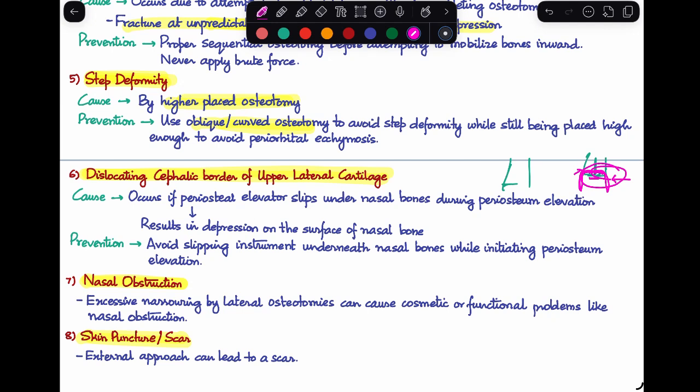So these are all the complications of osteotomies that we perform in rhinoplasty.